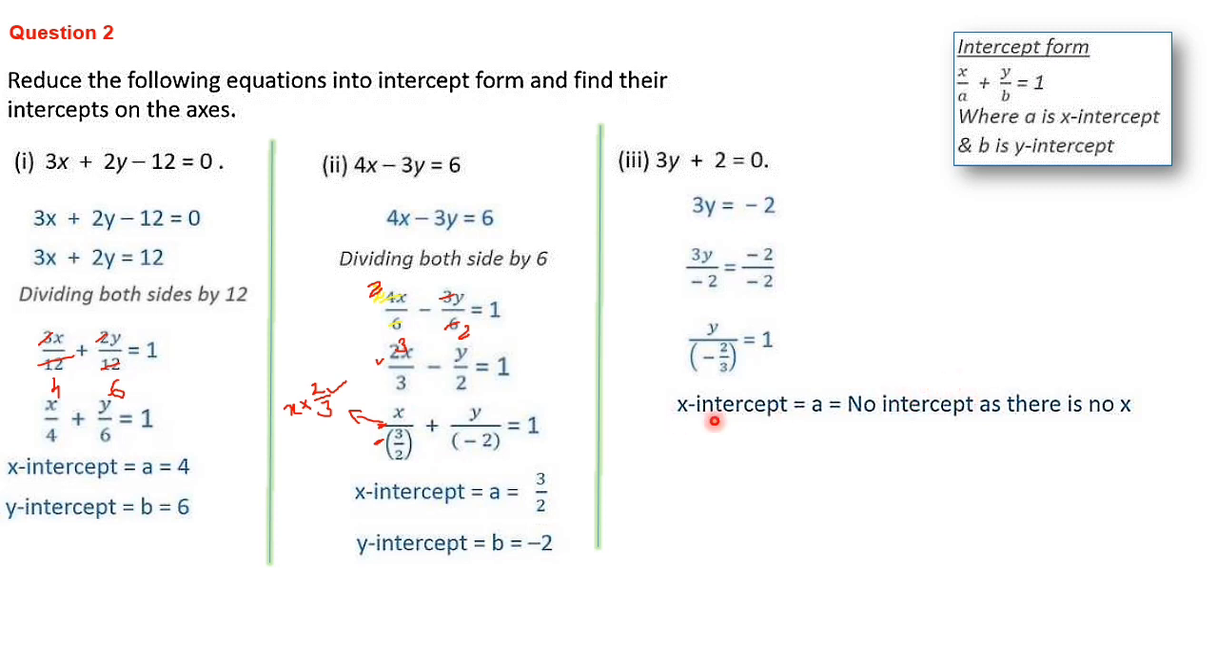So here x-intercept means no intercept you have to write. Please don't put 0 here. Then y-intercept is there, that is minus 2 by 3, that we can write as it is on the given statement. Next we shall discuss question number 3.